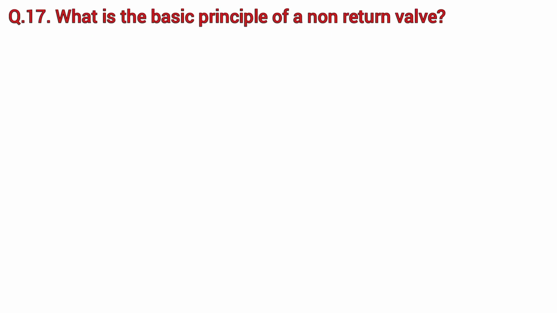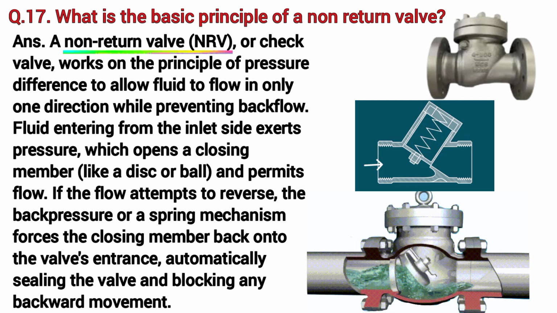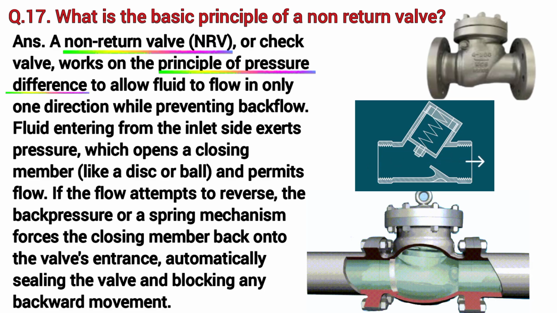What is the basic principle of a non-return valve? A non-return valve, NRV, or check valve, works on the principle of pressure difference to allow fluid to flow in only one direction while preventing backflow. Fluid entering from the inlet side exerts pressure, which opens a closing member like a disc or ball and permits flow. If the flow attempts to reverse, the back pressure or a spring mechanism forces the closing member back onto the valve's entrance, automatically sealing the valve and blocking any backward movement.